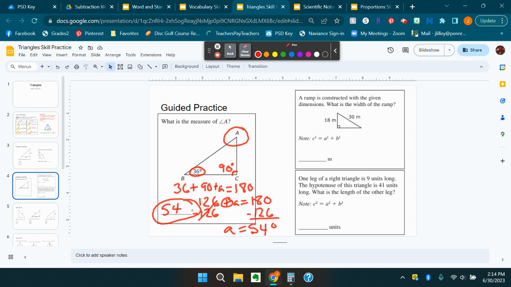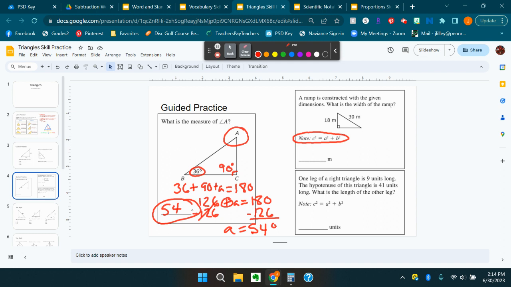The next kind of problem you might see on your progress monitoring has to do with the Pythagorean theorem, or finding a missing side. And it's similar. We are going to just plug our numbers into this formula and then solve it like we would any other equation. The tricky thing about this one is that it uses the exponent 2. So I'll show you what to do with that. So a squared plus b squared equals c squared.